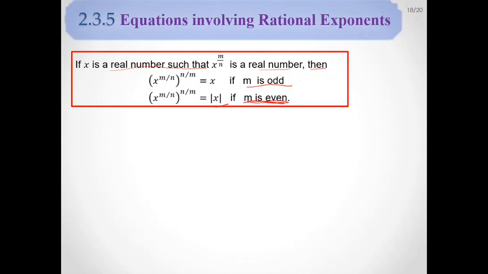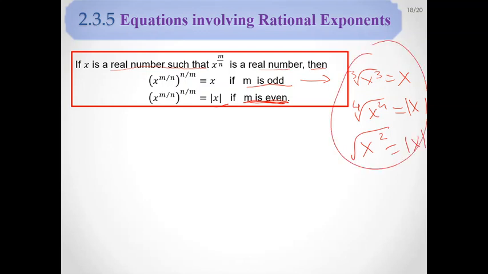So this is something like the cube root of x cubed is equal to x, and this is something like the fourth root of x to the fourth, whose absolute value is x. So we have the same logic here. If we have an odd number here, then it will be equal to x, and if this is an even number, then we will have the absolute value of x.